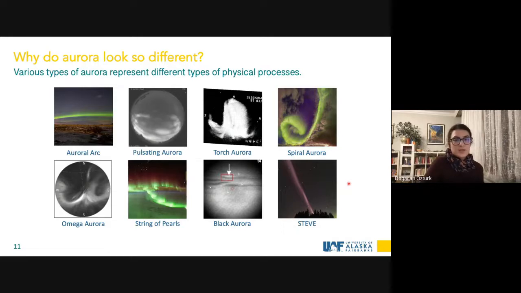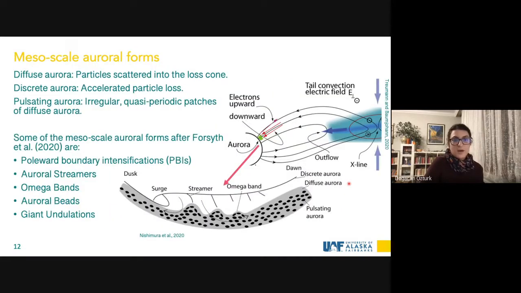So in order to understand why, how, or when the aurora is going to happen, we have to have a better understanding of how these mesoscale auroral forms relate to different magnetospheric processes. When we talk about different types of aurora, the most common categorization is not based on the scale size, but on the brightness of the aurora.